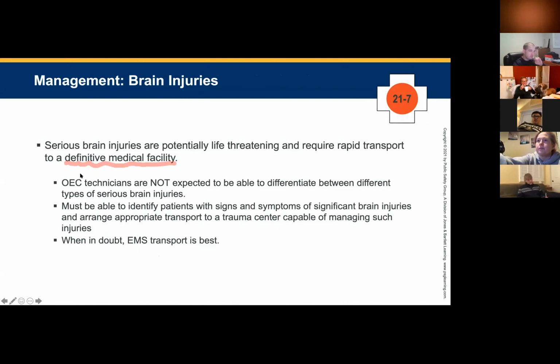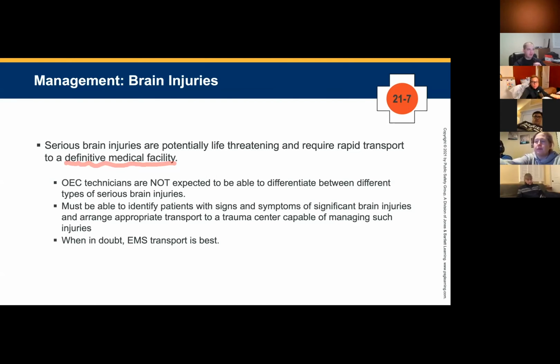So, you transport somebody. We're very lucky here where we are. We have some trauma centers nearby, but a definitive medical facility is somewhere that can actually take care of the patient. The ER would be able to diagnose, but would an ER physician be able to relieve pressure of a brain injury? Not really. That has to be done by a trauma surgeon or neurosurgeon.